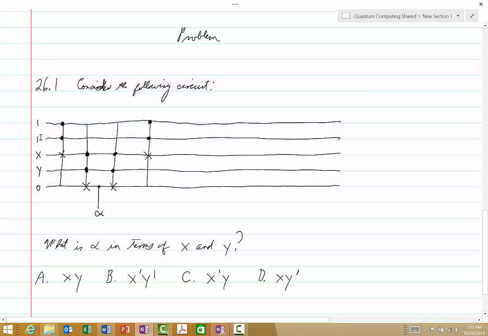And you see you have 1 on these top 2 lines, x on the 3rd line, y on the 4th line, 0 on the 5th line. Here you have a Toffoli gate, and a Toffoli gate, a Toffoli gate, and a Toffoli gate here. So that concludes the only problem for lecture 26, and good luck.